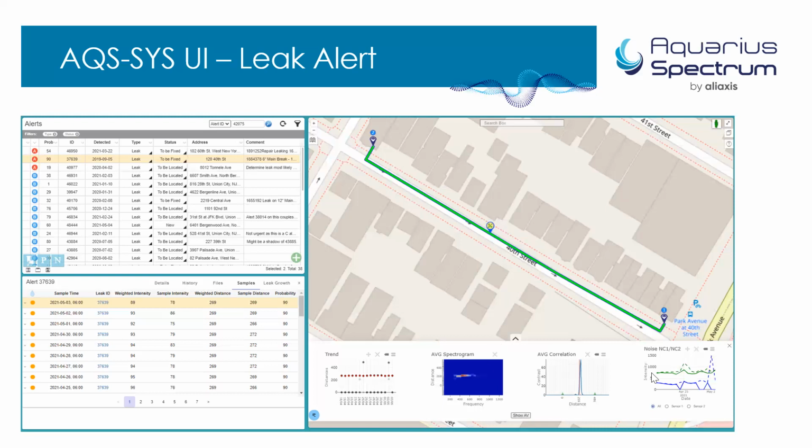All right. This tool is called the correlation, the average correlation graph. You see this peak shape, which is happening at the distance of 269 or 270 meters. This measures basically the intensity of the contrast between the correlations of the two sensors. When you get this peak shape, there's a high probability indeed of a water leak.